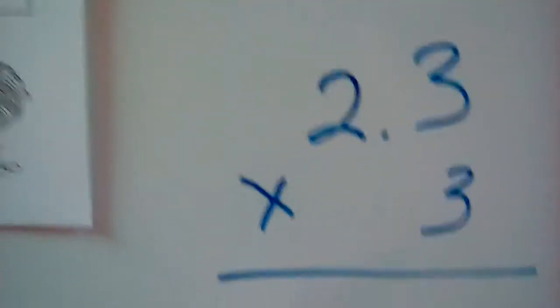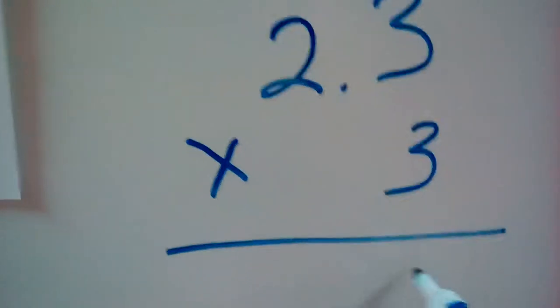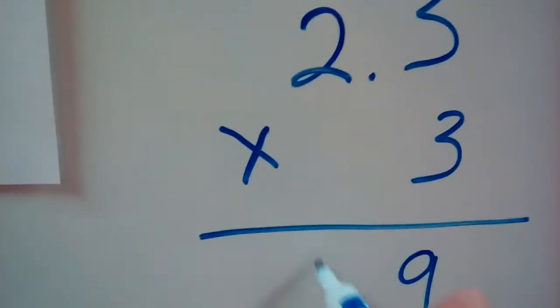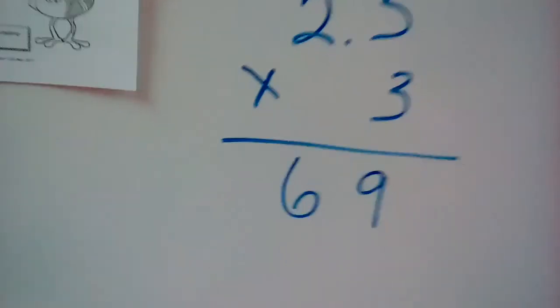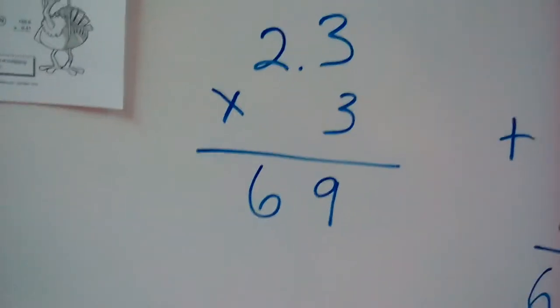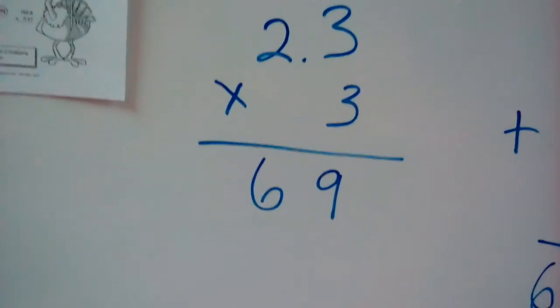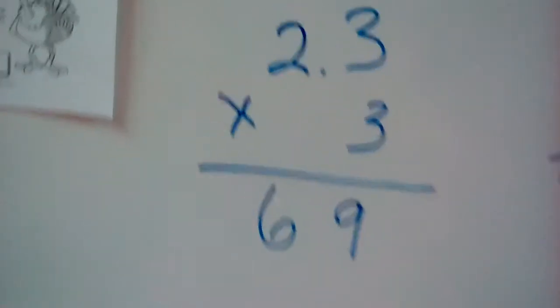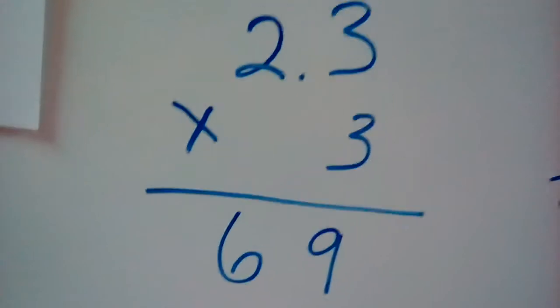So let's see what we get over here when we multiply. We have 3 times 3, that's 9, and then we have 3 times 2, which is 6. But wait a minute, what the heck? I got 69. The trick is that when you multiply, you count how many decimal points you have.